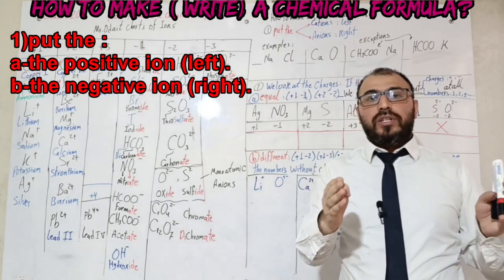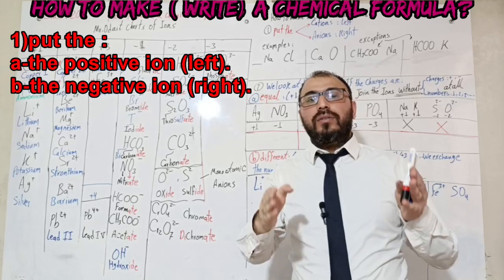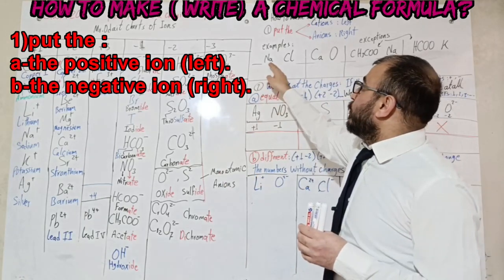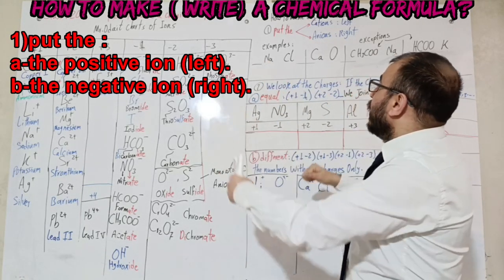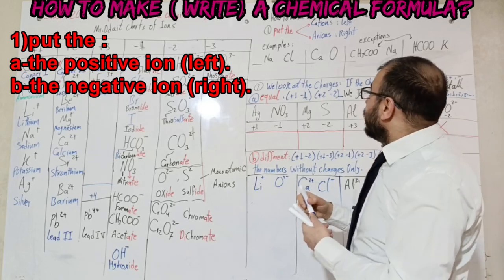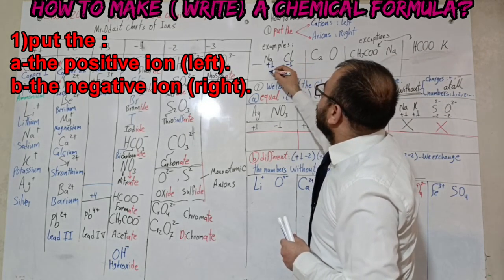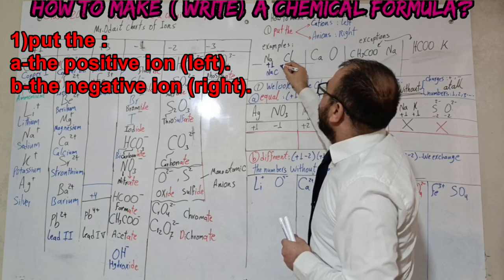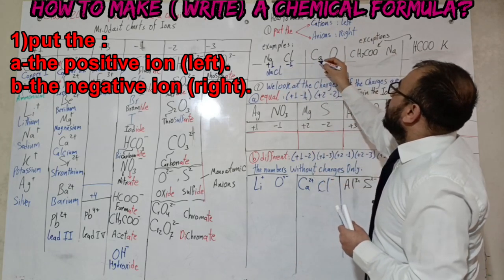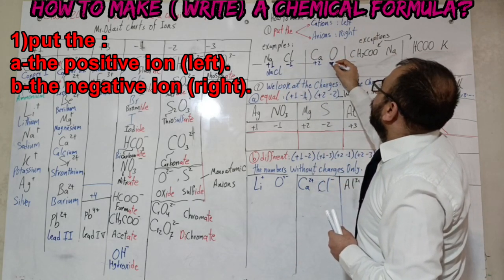As you see, my friends, when you want to write a chemical compound, you should start with the positive ion, put it left, and the negative, put it right. As you see here, sodium, for example, chloride, NaCl, this is sodium chloride. This is calcium oxide, CaO.